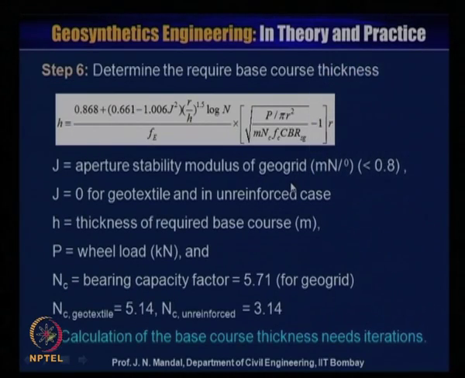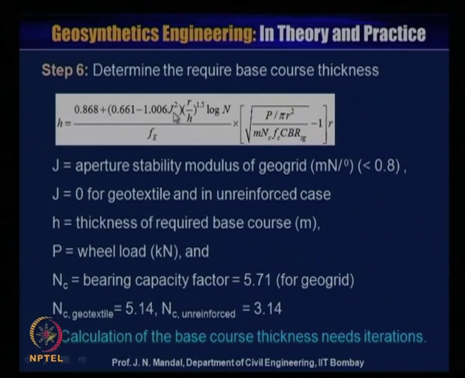Step 6: Determine the required base course thickness. You have to adopt this equation: h is equal to 0.868 plus 0.661 minus 1.006 J square into (r by h) to the power 1.5, log n divided by Fe into the root of P divided by pi r square m into Nc into Fc into CBR_sg, minus 1, into r.